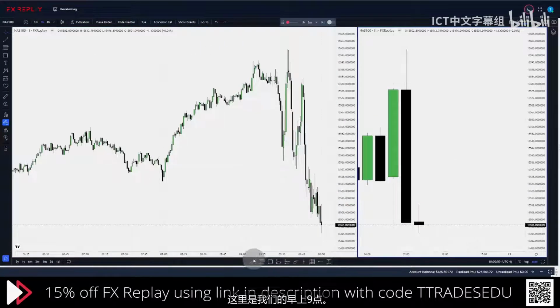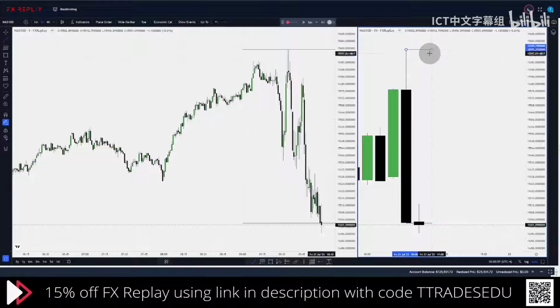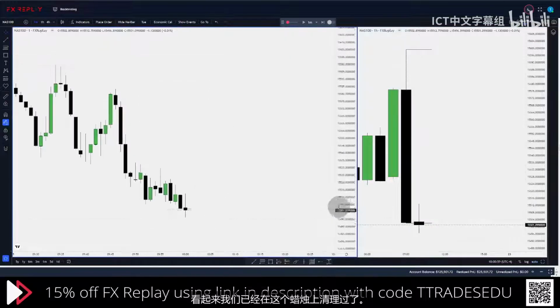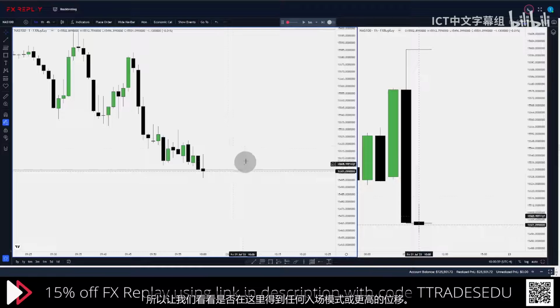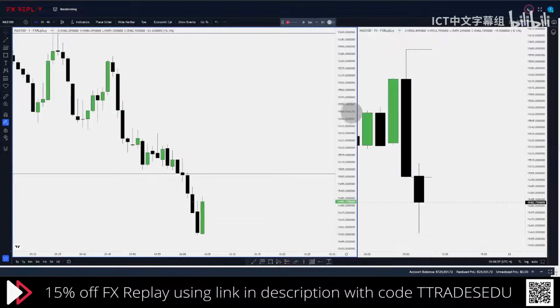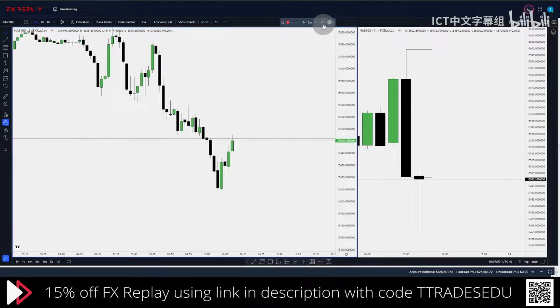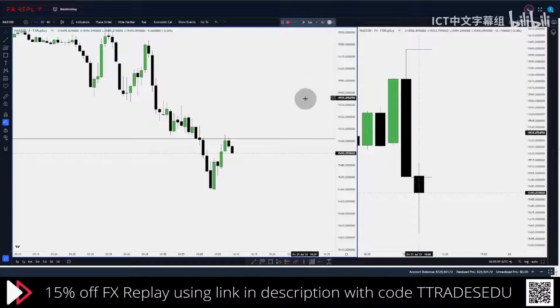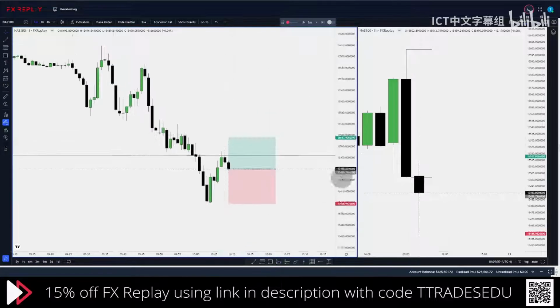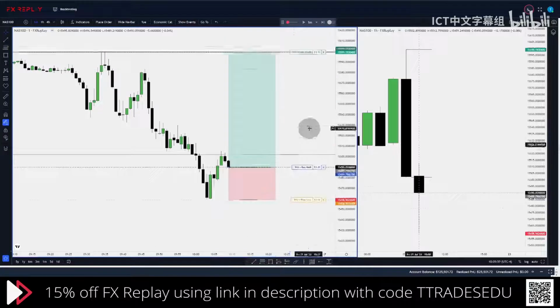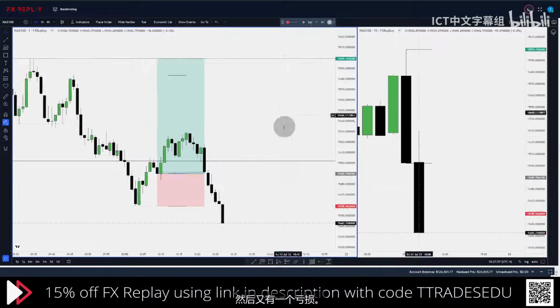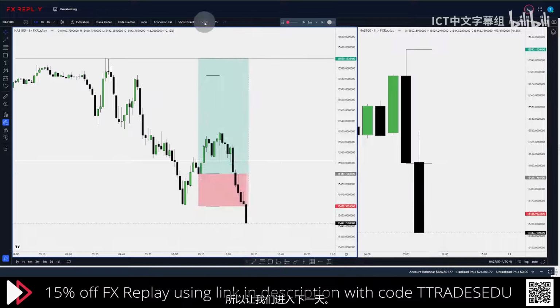Here we have our 9 a.m. low and high. So it looks like we've already swept it on this candle. So let's see if we get any entry model or displacement higher here. So we'd want to see some structure moving up here. Okay. Let's try this fair value gap. And there is another loss. So let's go to the next day.